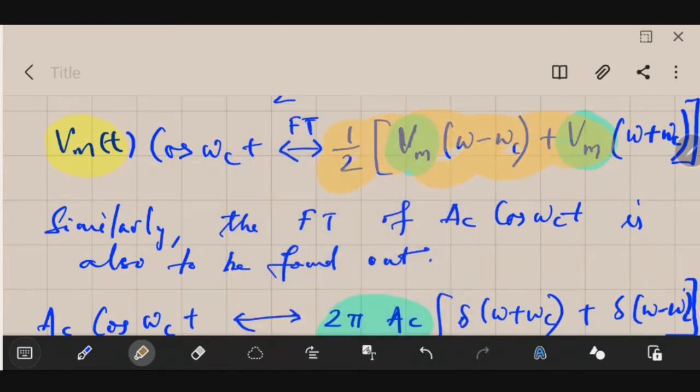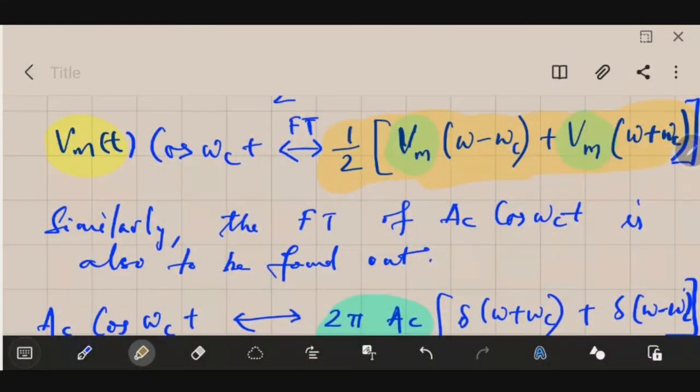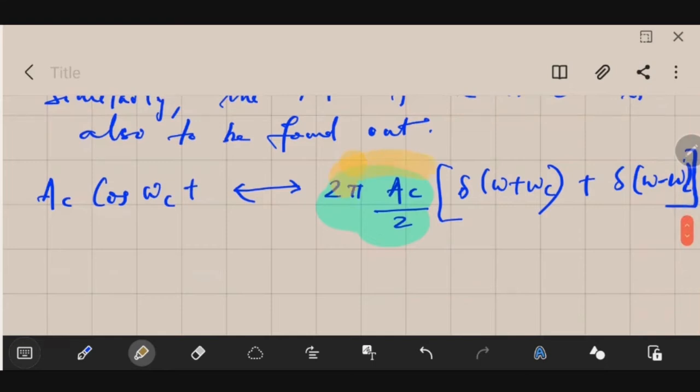So here you have got the Fourier transform for the first term: half capital Vm of omega minus omega c plus Vm of omega plus omega c. This is the Fourier transform of the first term. For the second term, this is the Fourier transform. As you could see, 2 pi times AC by 2, which is equal to pi AC, into del of omega plus omega c. Okay, so these are the terms that we have got.